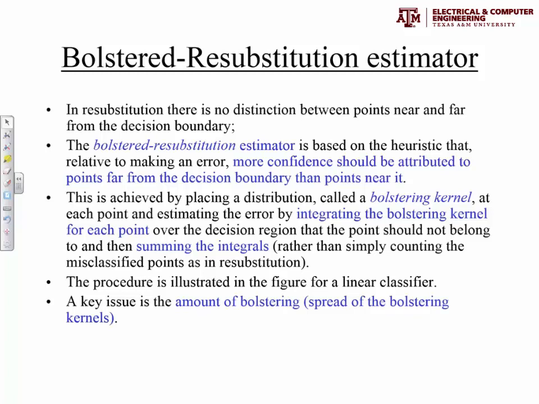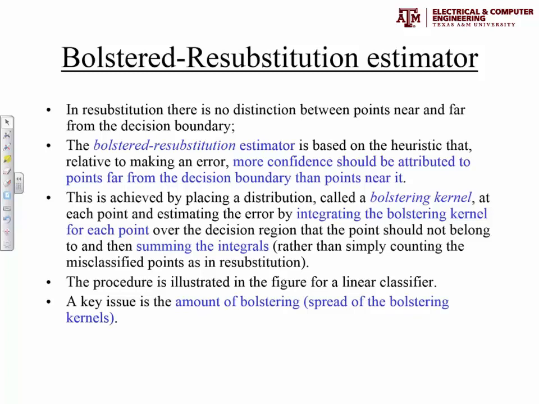So now, in resubstitution, if you take a course with Dr. Braganito, because he's worked on this bolstered resubstitution estimator, he will talk about this more in 649. In resubstitution, there is no distinction between points near and far from the decision boundary. The bolstered resubstitution estimator is based on the heuristic that relative to making an error, more confidence should be attributed to points far from the decision boundary than points near it.